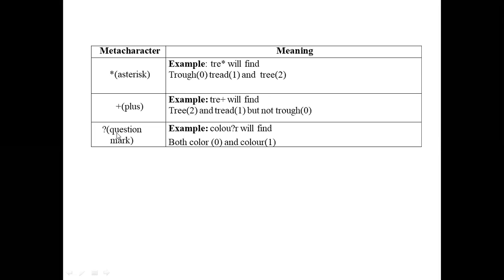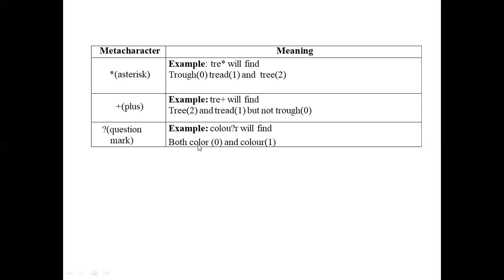Next, question mark. It matches the preceding character 0 or 1 time only. Here the preceding character before the question mark is U, so it matches the string with 0 U's or 1 U.